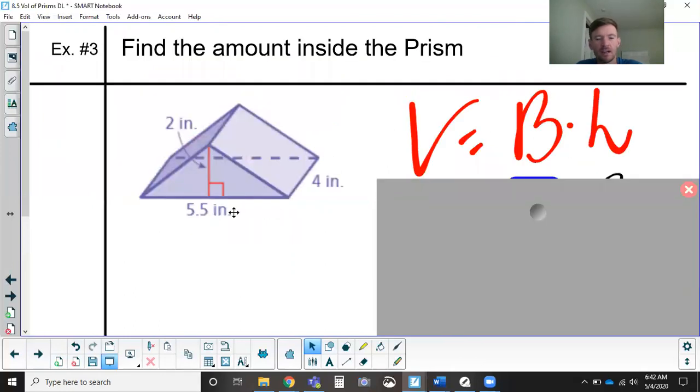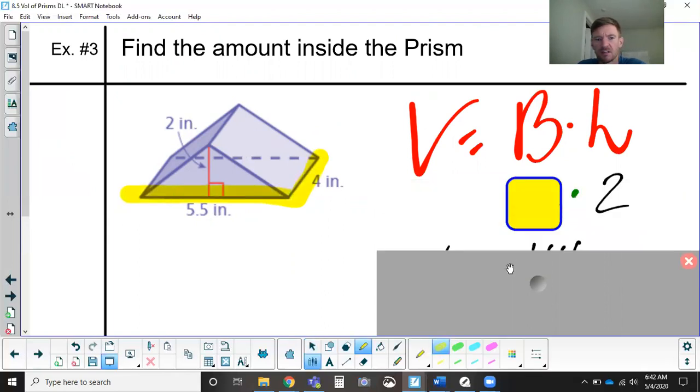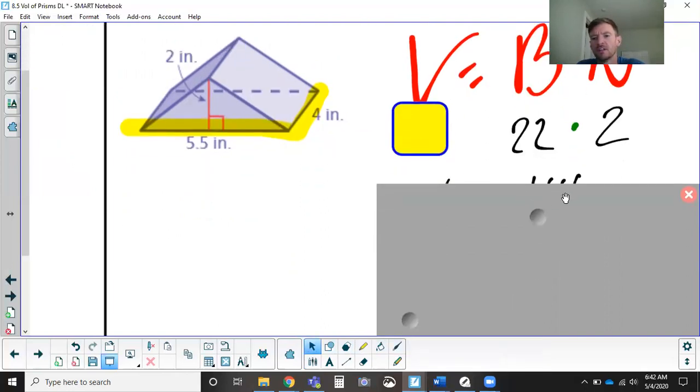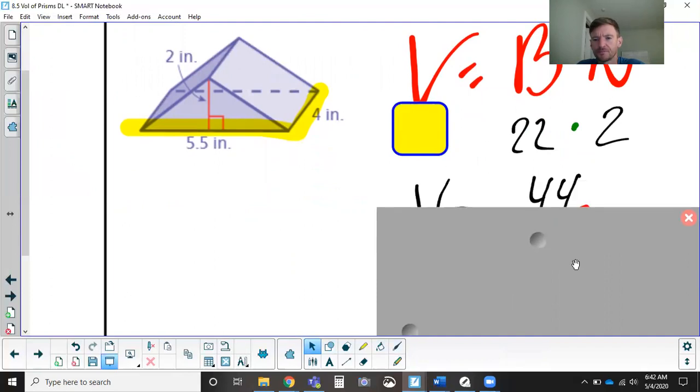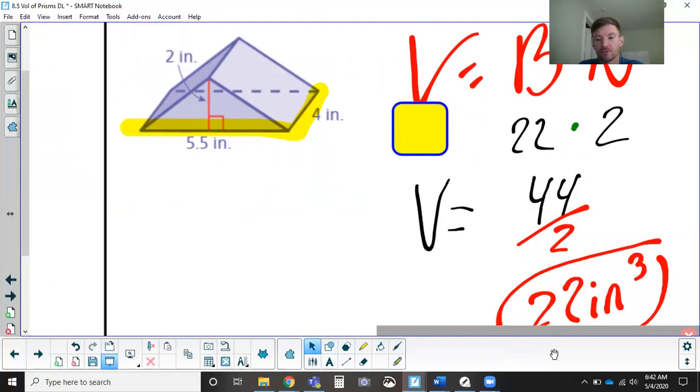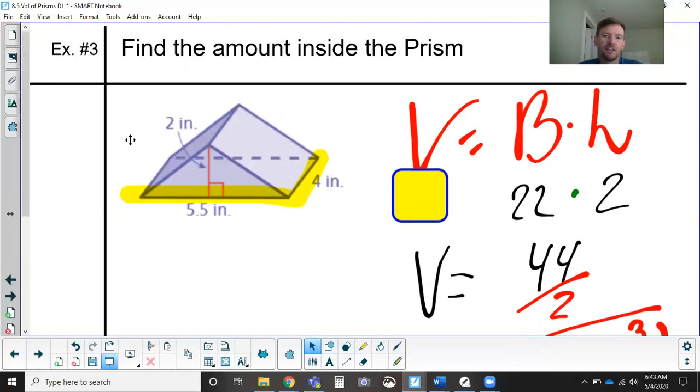Another one. Area of the base times height. 5.5 times 4 is the area of the base, times 2 for the height. The height has to be straight up and down. 5.5 times 4 is 22, times 2 is 44. Cut it in half because it's a triangular prism: 22. So again, if it's a triangular prism, divide by 2. Big B times H is what we're using today.